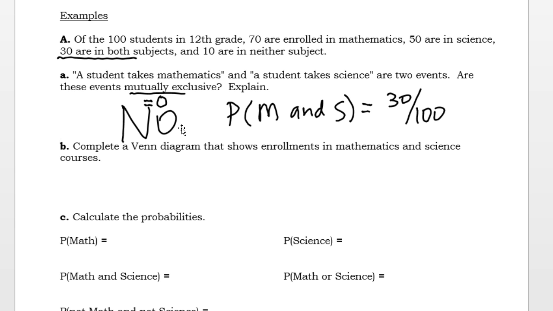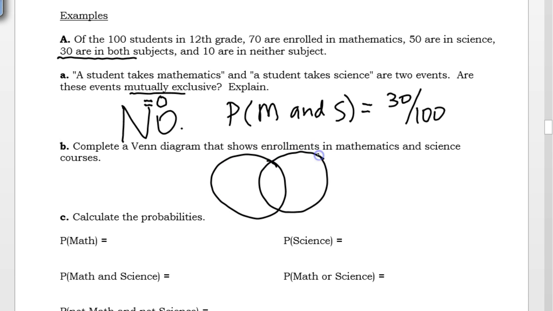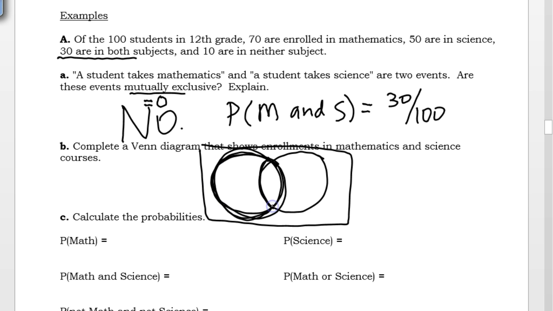Complete a Venn diagram that shows enrollments in mathematics and science. So I'm going to draw a math circle, and I'm going to draw a science circle, and I will also add a box. So this first circle is the math circle, not this region, the whole circle. So that whole circle is 70. This whole circle is the science circle. The whole circle is 50. 30 are in both. Here is my 30 are in both.